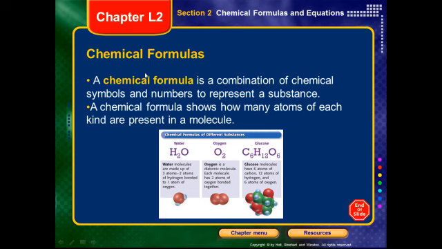So, chemical formula is a combination of chemical symbols and numbers to represent a substance. And the chemical formula shows how many atoms of each kind are present in a molecule. It shows the symbols and shows the number also.